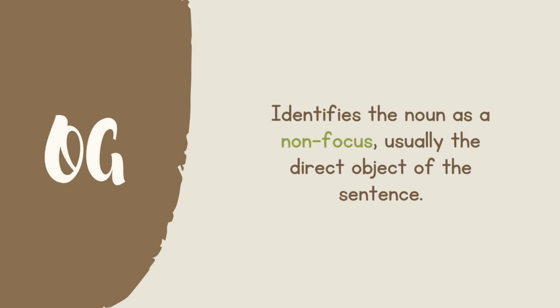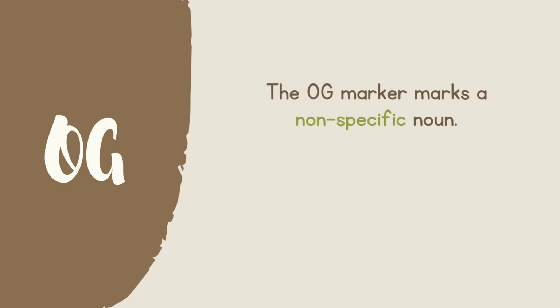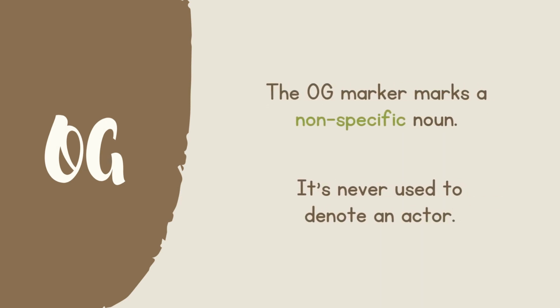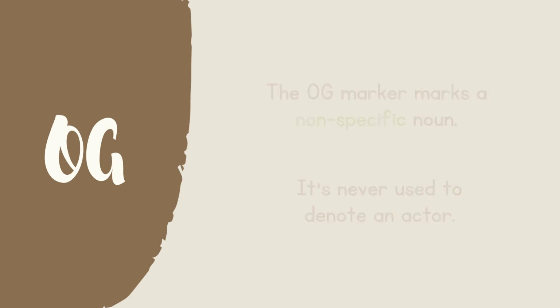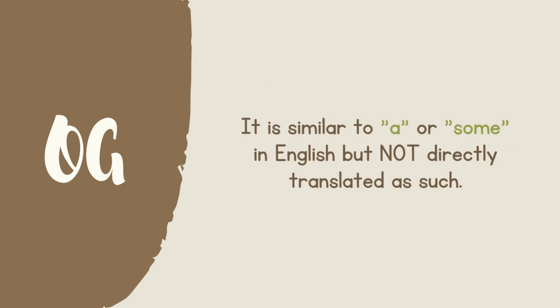The og marker identifies the noun as a non-focus, usually the direct object of the sentence. This marker marks a non-specific noun and is never used to mark an actor. This is similar to a or some in English, but not directly translated as such.